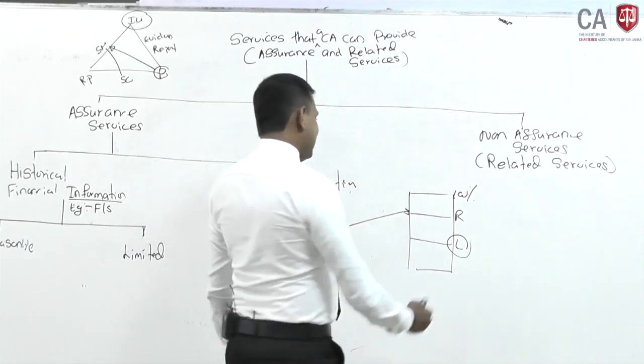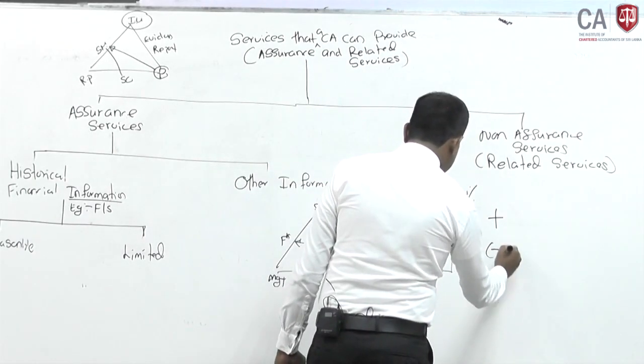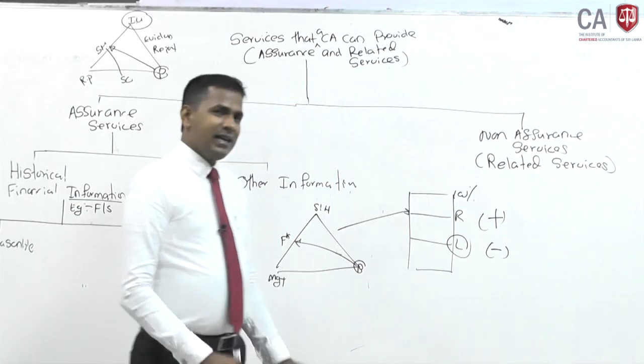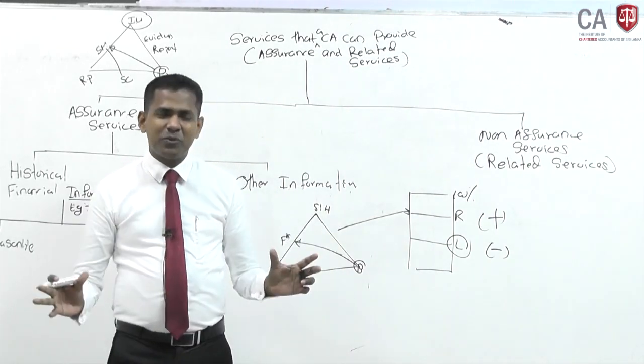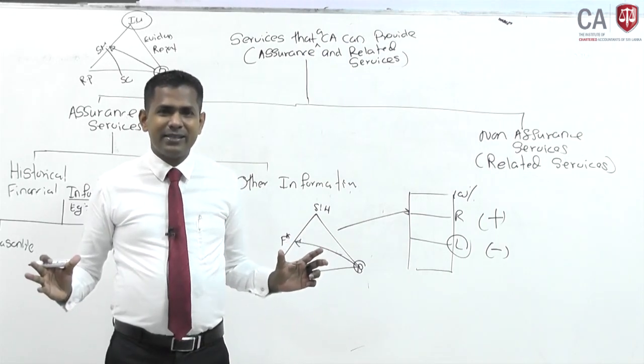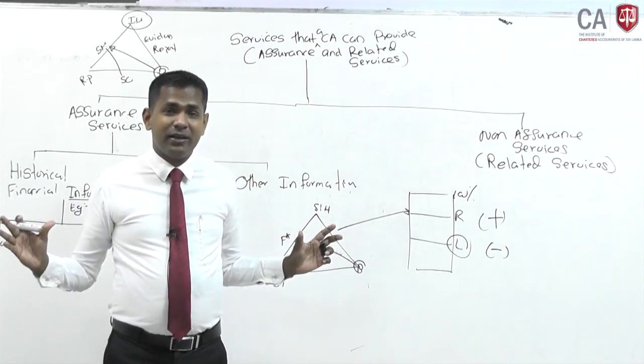That is why we say reasonable assurance is a positive assurance and limited assurance is a negative assurance. It doesn't give a positive result. It says that nothing has come to our attention.